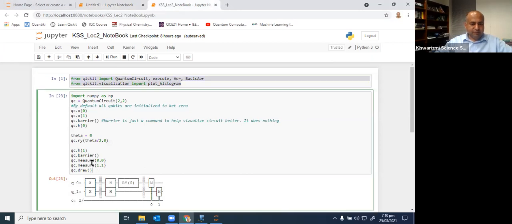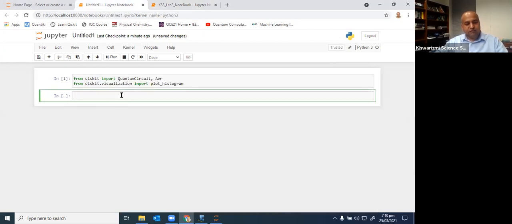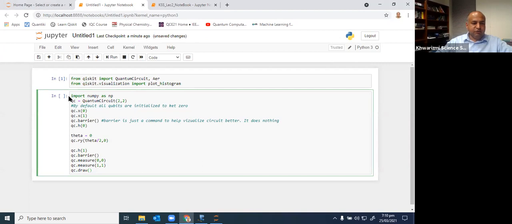Okay, so let me take this code here and explain to you what the different commands are. So first of all, you see that I'm importing numpy as np. This is a package that contains basic mathematical operations. And now I'm constructing a quantum circuit. So this is a command for quantum circuit. And then in the bracket, I have written 2 and 2. So this first 2 means the 2 qubits. The second 2 means 2 classical bits.